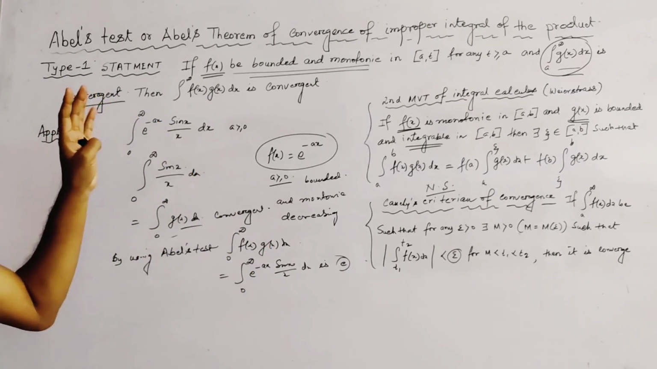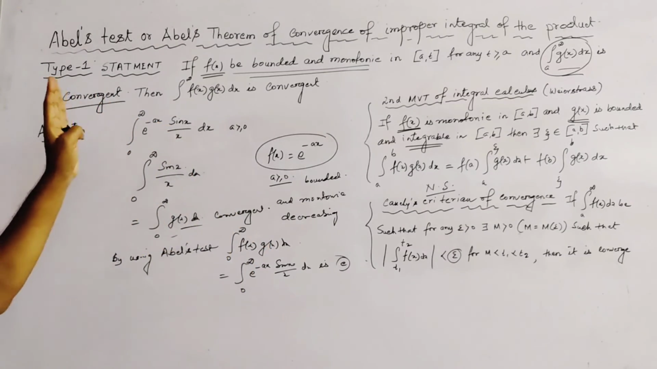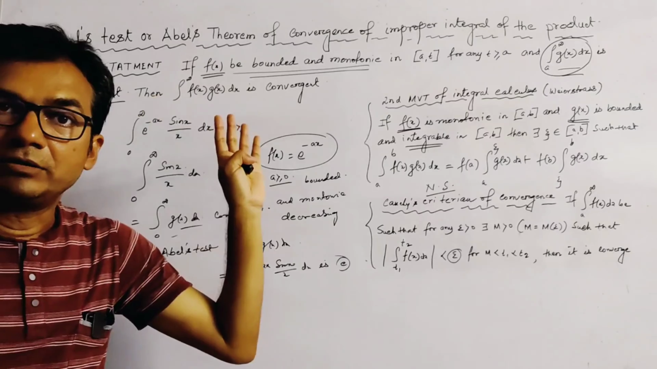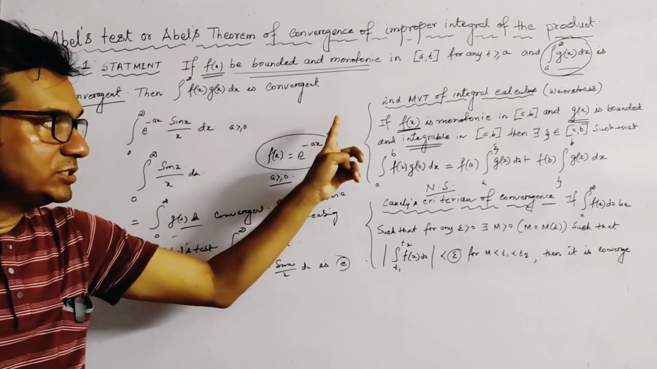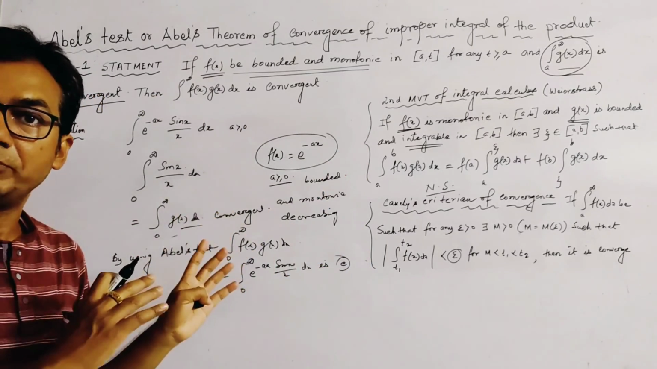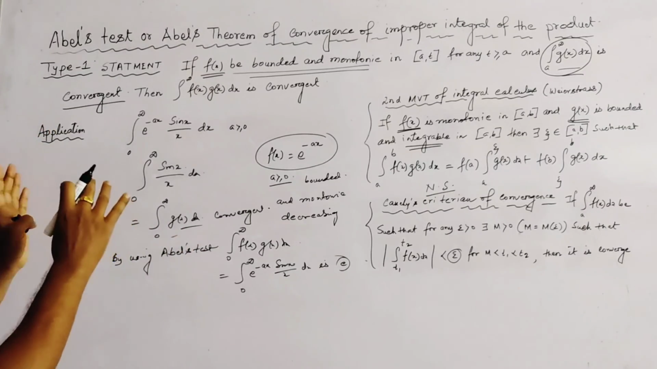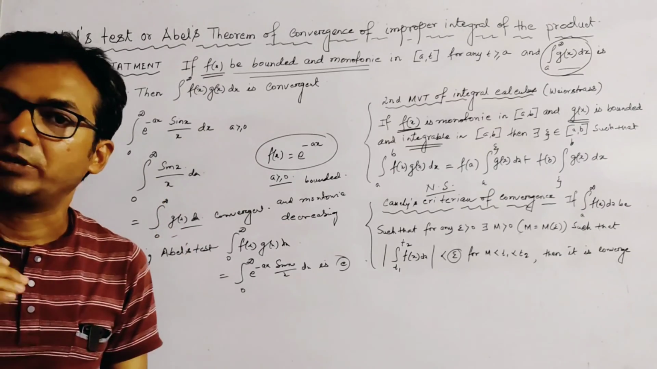So the summary of the class is Abel test of type 1, the statement, the proof, and we use these two theorems to prove this theorem, and this is a very important application of this theorem.